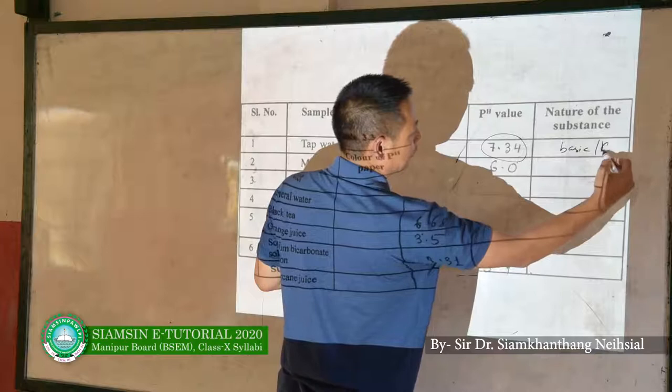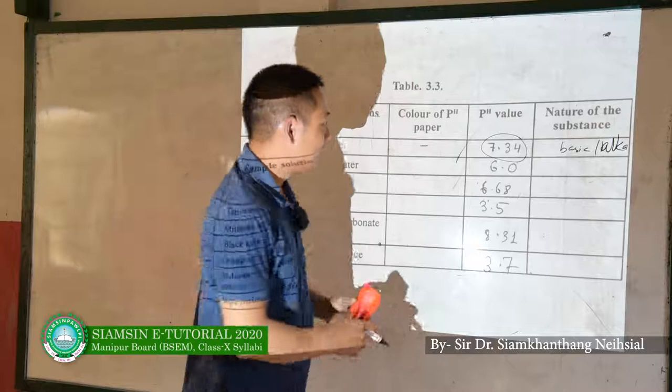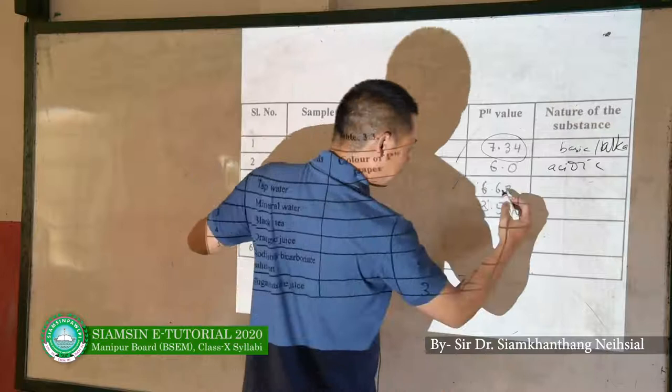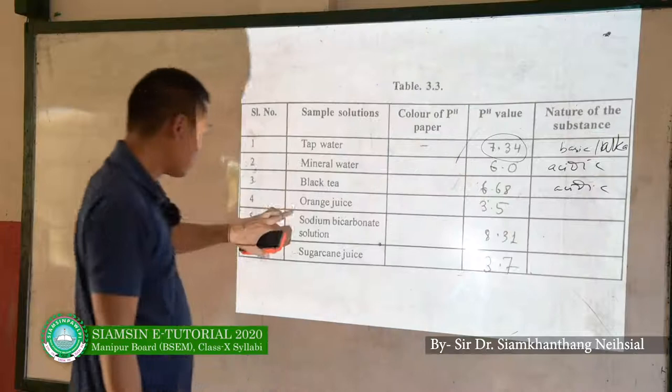Basic or alkaline: mineral water, pH 6. On the pH scale, this is acidic. Black tea, 6.68 to 7, this is also acidic. Orange juice is acidic, yes.